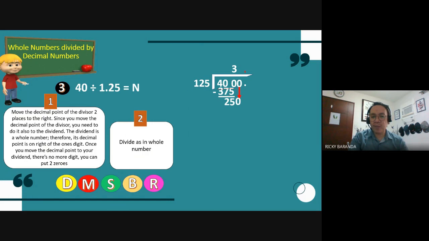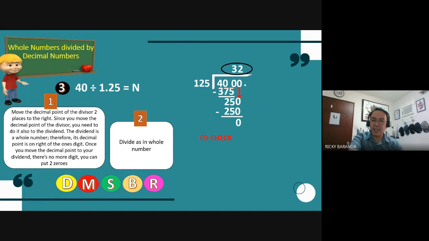250 divided by 125, that will be 2. So multiply tayo. 2 times 125 is 250. Subtract. 250 minus 250 is equal to 0. So our final answer is 32. Whole number na siya. So pwede mong tanggalin na yung decimal point doon.